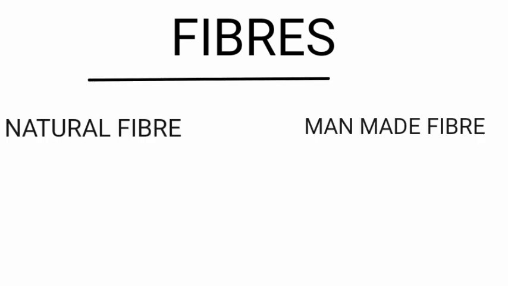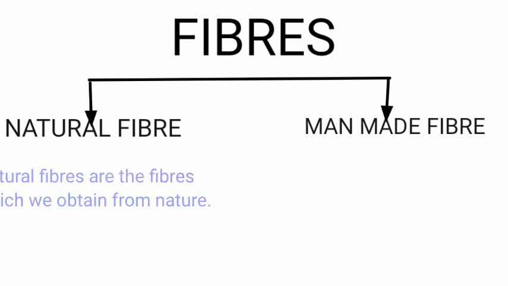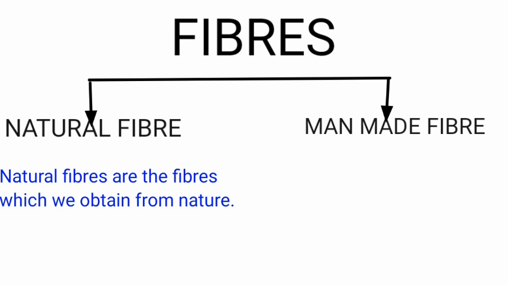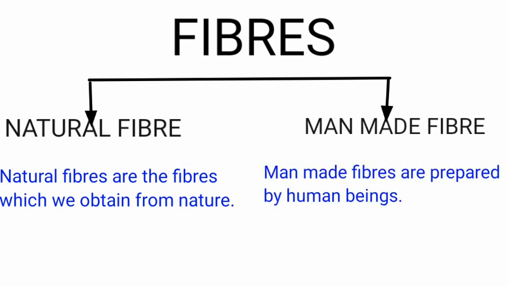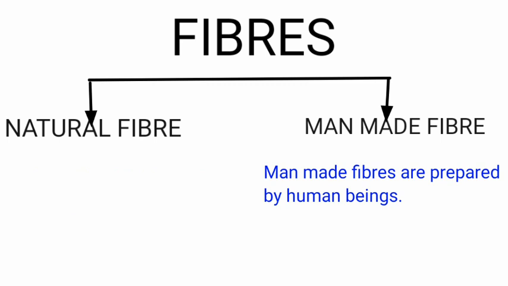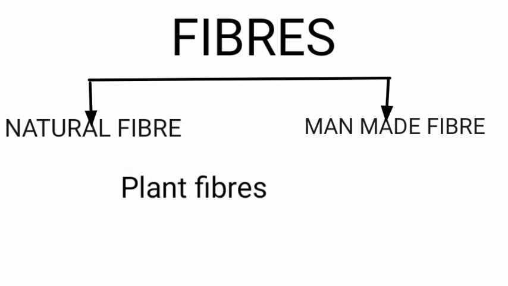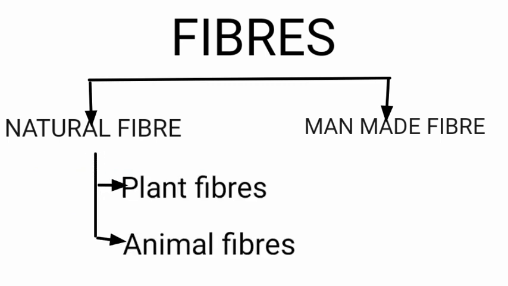So fibers are of mainly two types. They are natural fibers and man-made fibers, also called synthetic fibers. Natural fibers are the fibers which we obtain from nature, and man-made fibers are prepared by human beings. Natural fibers are again subdivided into two types: plant fibers and animal fibers.